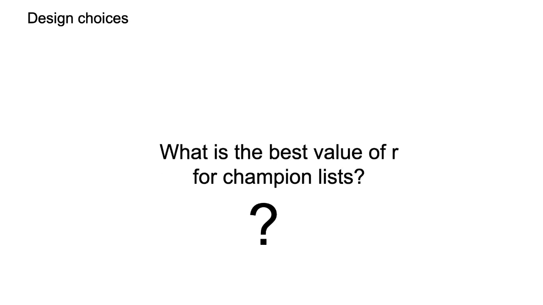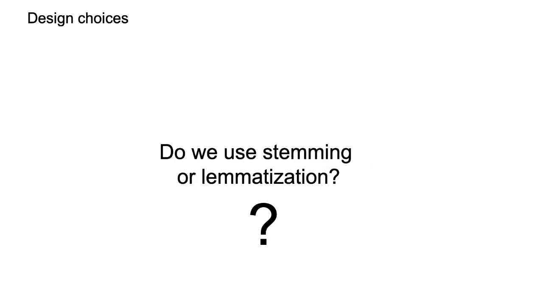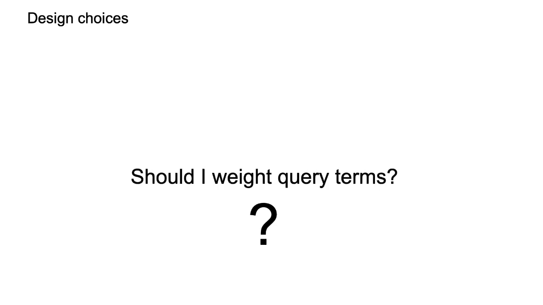What is the best value of R for champions list? For example, if you adjust your parameters, you need to evaluate how good they are. Do you use stemming? Do you use lemmatization? We saw it depends on the language, right? Stemming is actually good for English. For languages like German, Italian, French, you prefer lemmatization because there's a lot of conjugation.